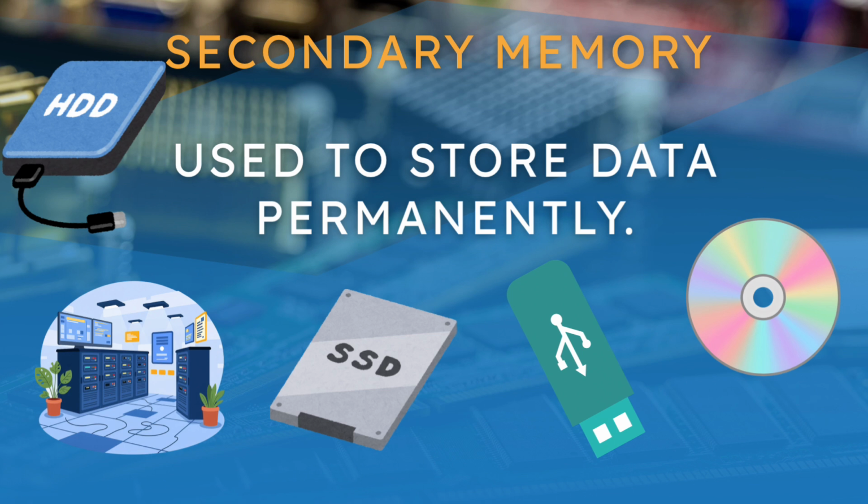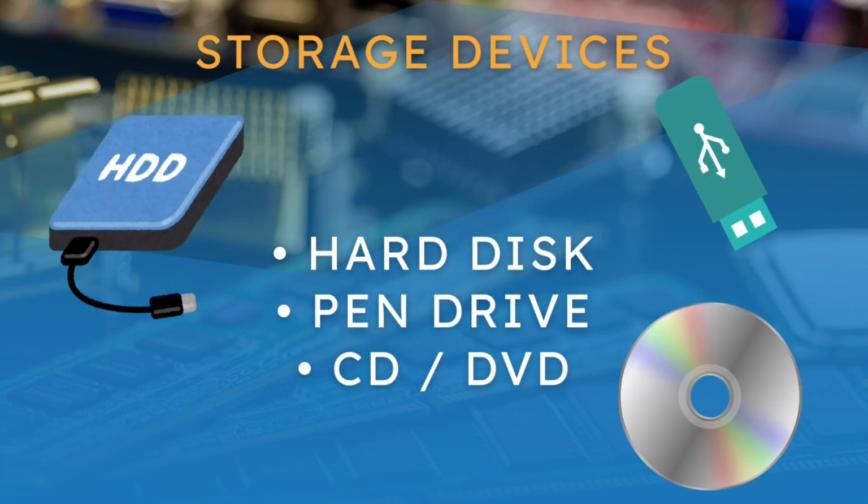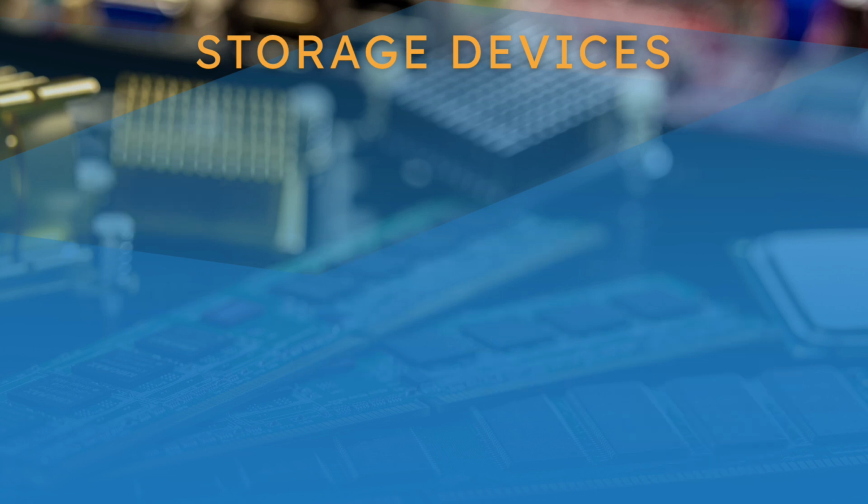Now let us move to the next type, which is secondary memory. Secondary memory is used to store data permanently. It can store a large amount of data for a long time. Even if the computer is turned off, the data is not lost. That is why secondary memory is called storage devices.